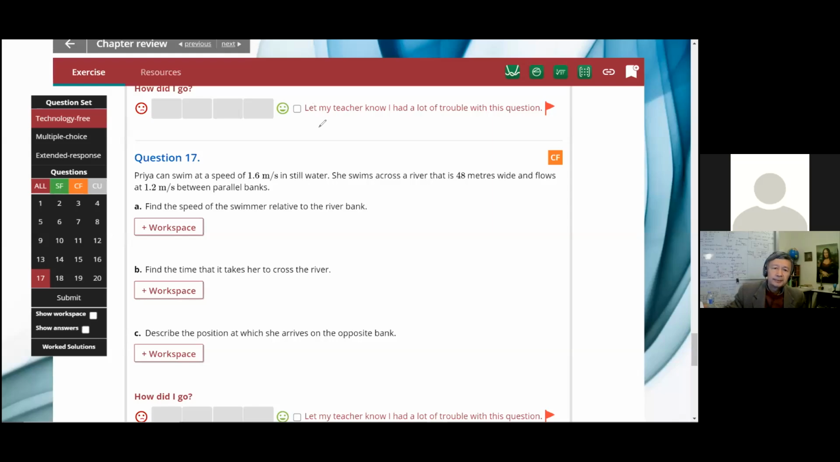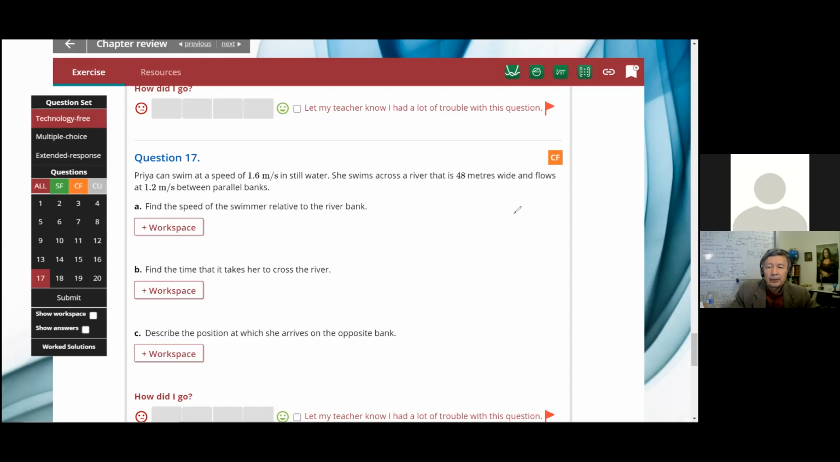Question 17. Speed given, still water, swim cross river. So this belongs to a relative velocity problem, right? Do you have trouble with that? I was just trying to figure out. It says the person can swim 1.6 meters per second in still water, but the river is flowing. Does that have any effect?